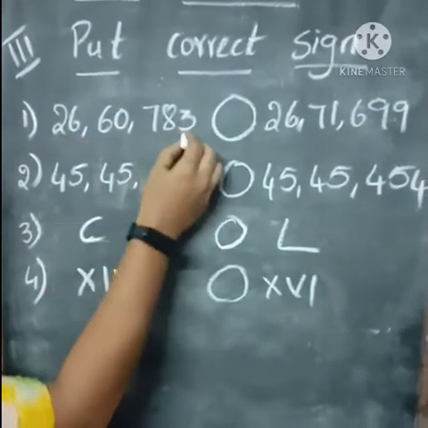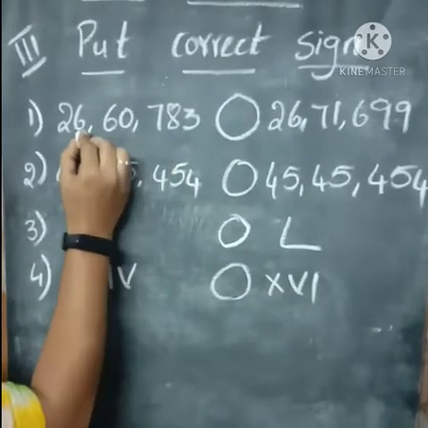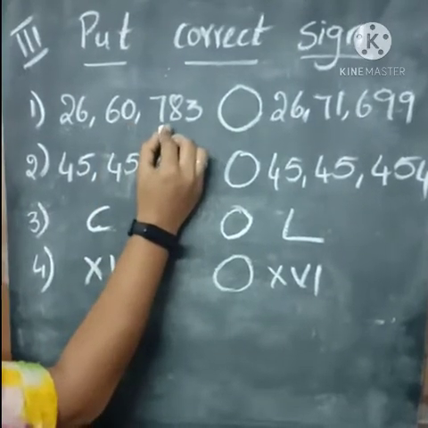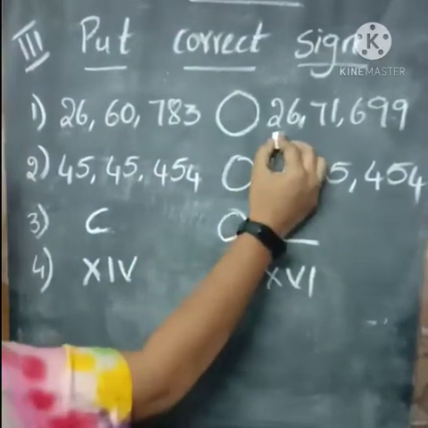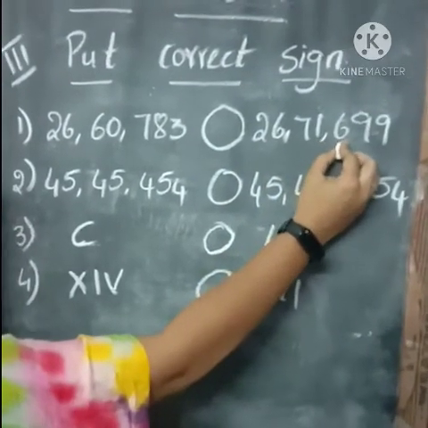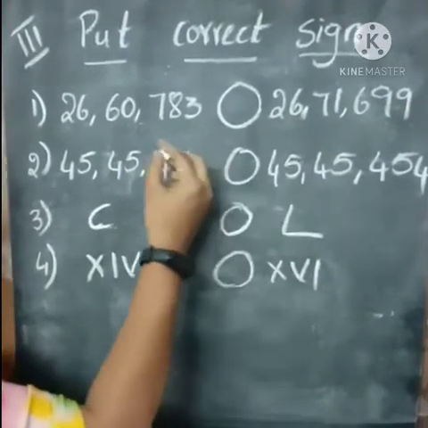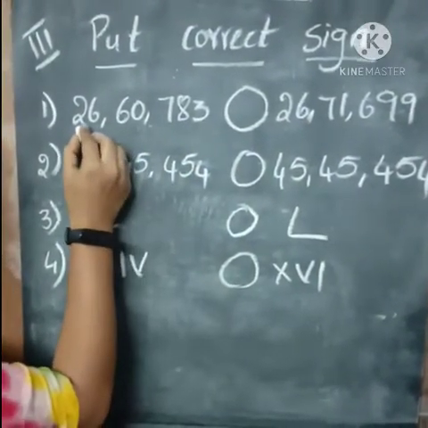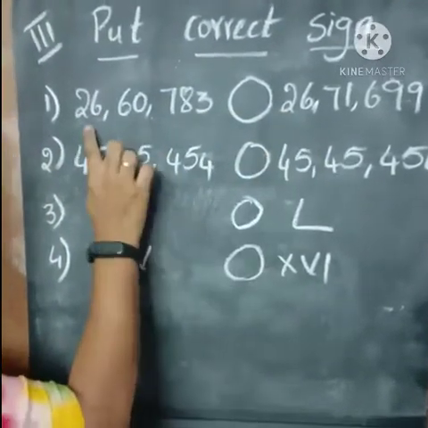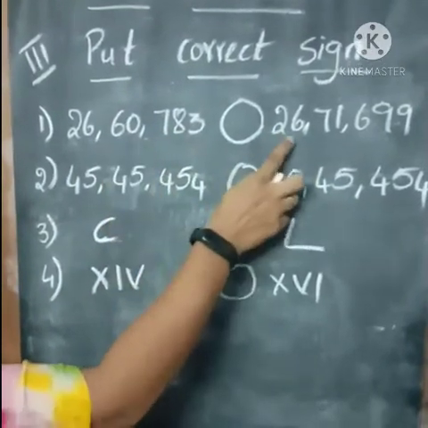See this number, what is this number? Ones, tens, hundreds, thousands, 10,000, lakhs, 10 lakhs, 26 lakhs, 60,000, 783. Tell what is this number? 26 lakhs 71,699. Among these two numbers, which is the greatest number, children? Yes, first we have to count the leftmost side. Here 2 is there. Here also 2. So these two and these two are equal. Next one is 6. Here also 6. Both the numbers are equal.